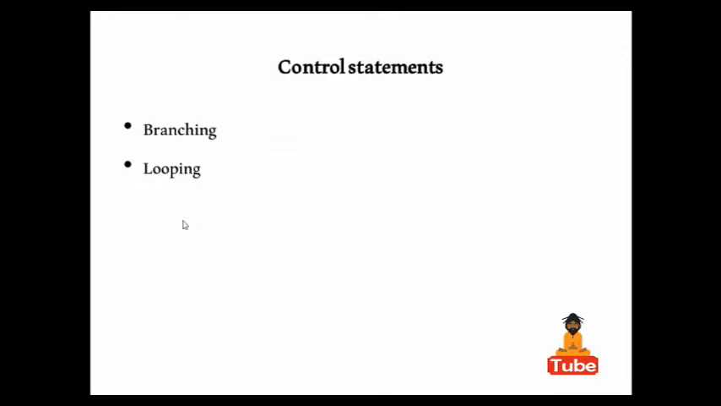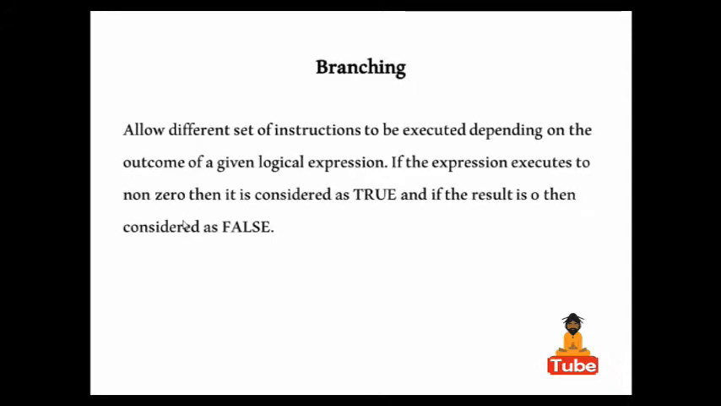Control statements can be categorized in two ways: branching and looping. In this tutorial we will focus on branching. In the next tutorial we will discuss looping. So what is branching? Branching allows us to execute different statements depending on the outcome of a given logical expression.